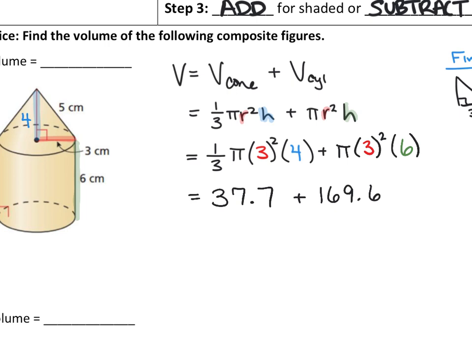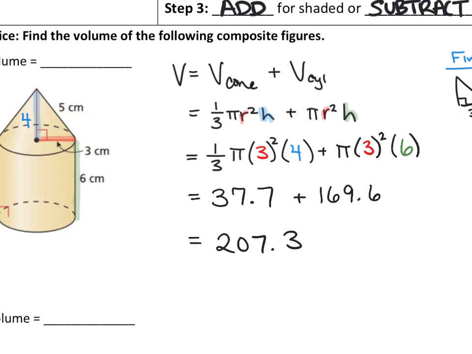Since they're stacked on top of each other to create one giant shape, we're going to add those numbers together. 37.7 plus 169.6 is 207.3. But remember, if you answer just like this, it's wrong.